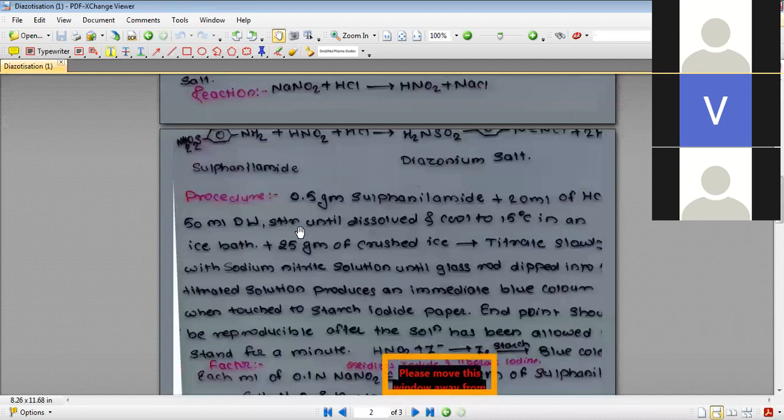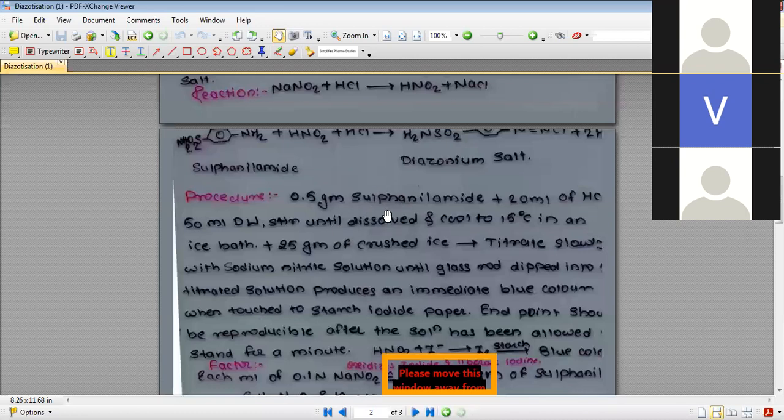Next, we are going to stir the contents until the sulfanilamide is completely dissolved. Next, we are going to maintain cold conditions up to 15 degrees centigrade, either in an ice bath or by adding 25 grams of crushed ice. The contents in the conical flask are our analyte, that is 0.5 gram of sulfanilamide. For maintaining the acidic conditions, we add 20 ml of HCl. Water is used as a solvent in a quantity of 50 ml. We are going to dissolve the sulfanilamide.